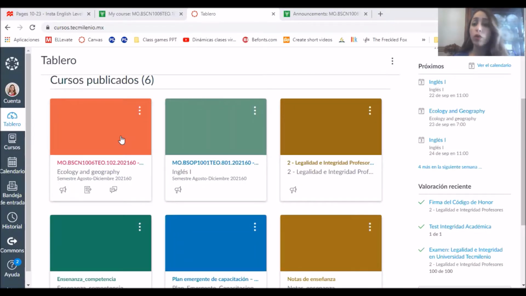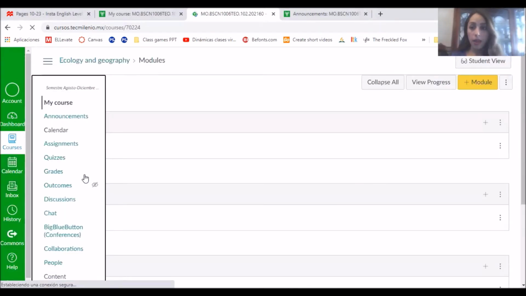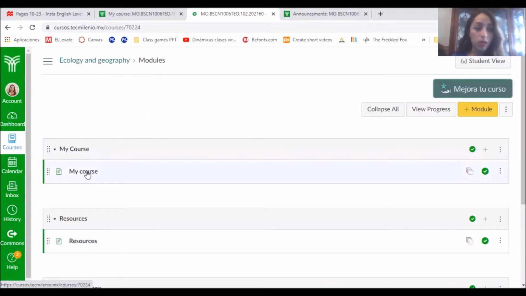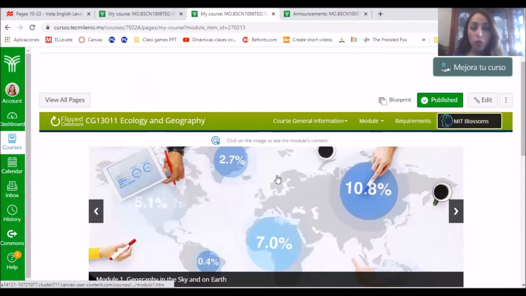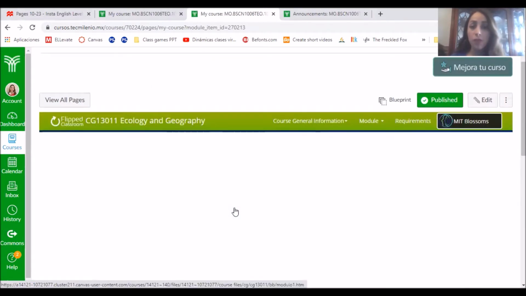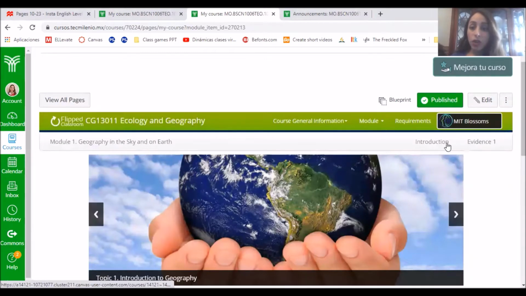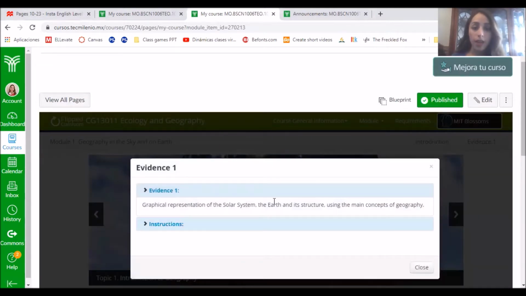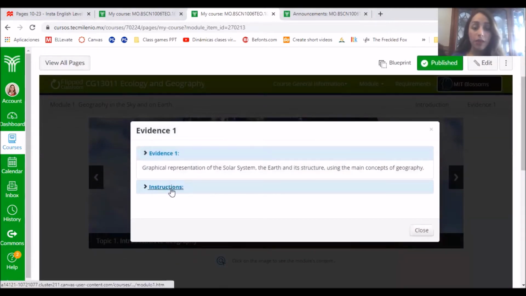Okay, so when you go to Canvas, you will open your course of ecology and geography. And here you're gonna go to my course, module 1, since this is the first evidence of the first module. And here you're gonna go to evidence 1, okay? Click here. And then you're gonna have here the instructions, all right?